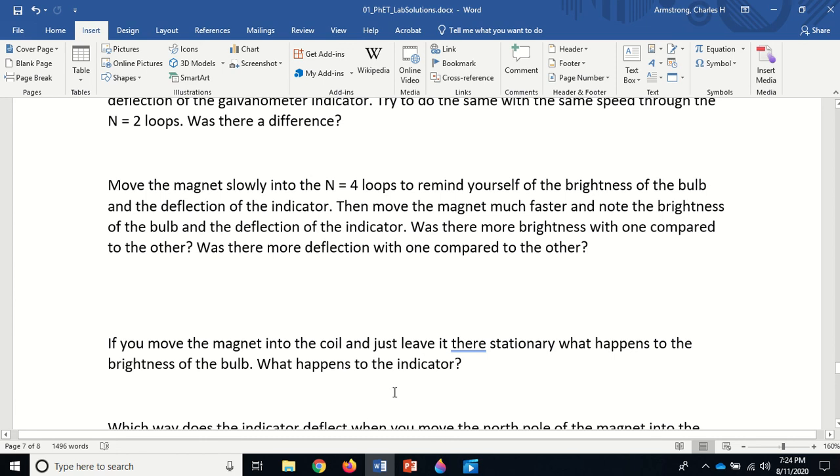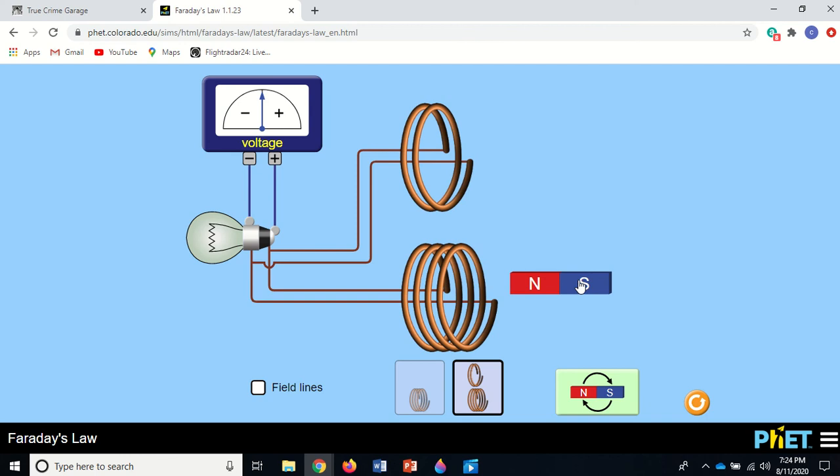So we're converting mechanical energy into electrical energy. This is some mechanical energy, not a whole lot. This is a lot of mechanical energy in comparison.